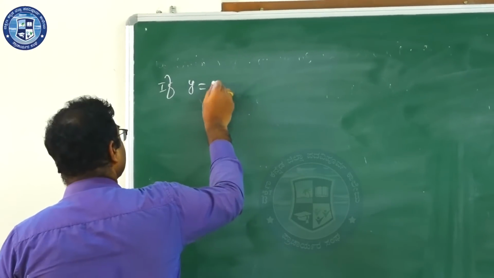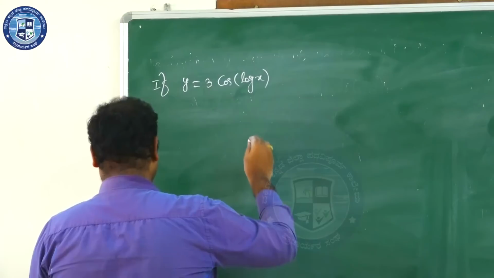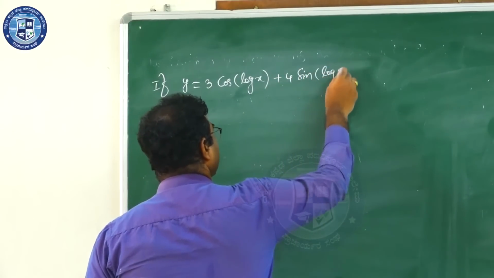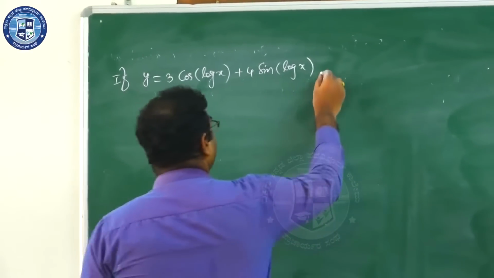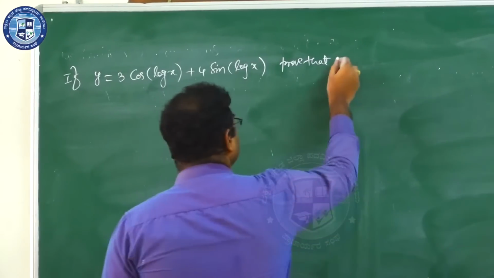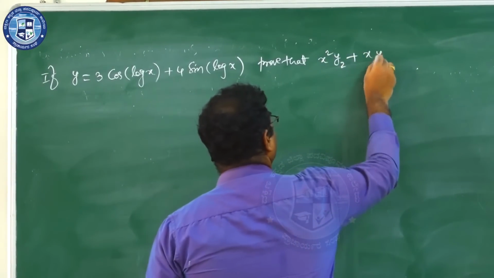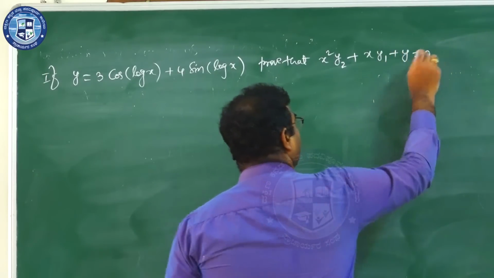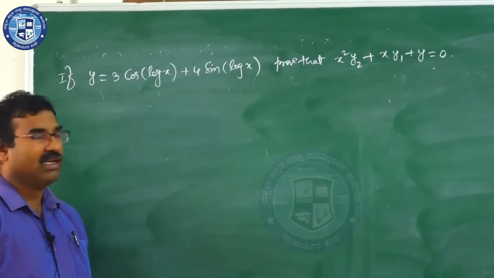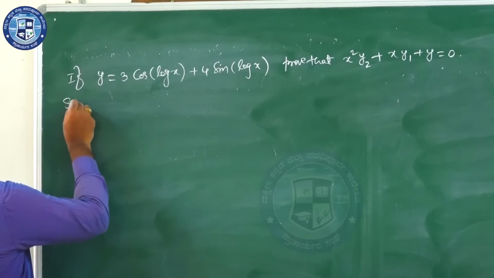y is equal to 3 cos log x plus 4 sin log x. Prove that x square y2 plus x y1 plus y is equal to 0. So now onwards whatever we are doing, these are 5 mark very important questions for the final examinations. It is also one of that kind. So 5 mark questions.